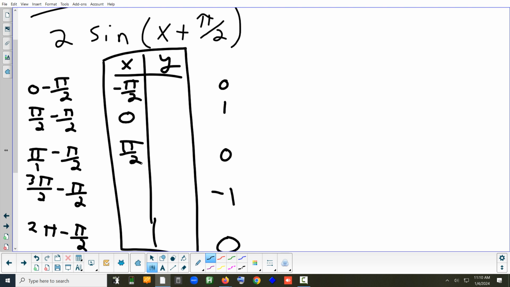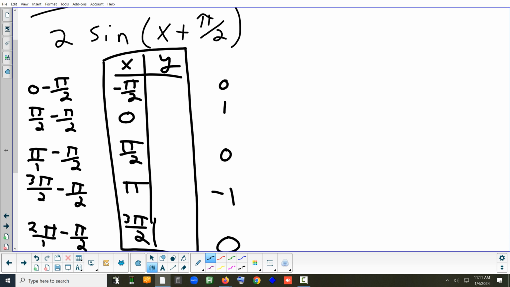3 pi over 2, take away 1 pi over 2. Yeah, that's 2 pi over 2, which is just pi. And what about 2 pi over 1 minus pi over 2? 3 pi over 2. Yep. So any questions on the x values? Well, those are the harder ones for this. But actually, they're the harder ones for any problem. They're really just increments of pi over 2, starting at negative 1 pi over 2. Yep.